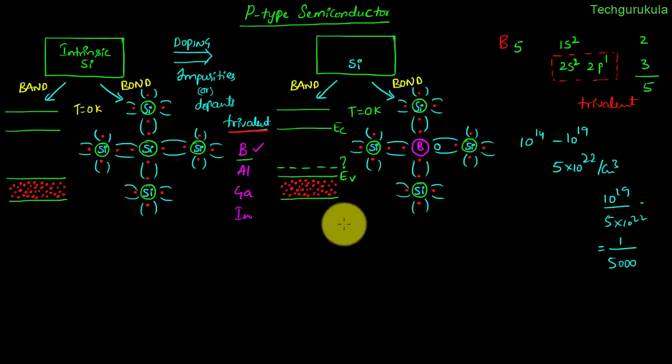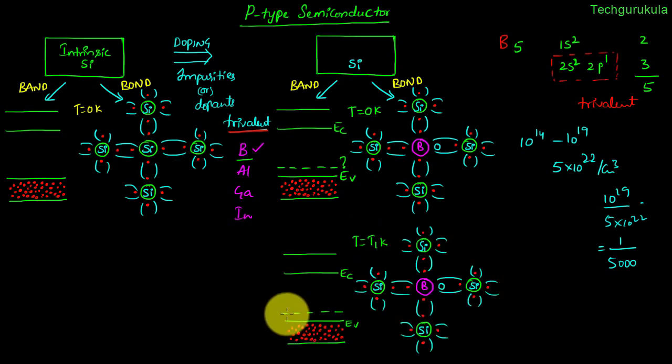And now let's say we increase the temperature to T equals T1 Kelvin, where T1 is greater than 0. As we are increasing the temperature, the electrons in the valence band can actually fill these states that are present because of the doping that we have done. And this energy difference is far less compared to the energy difference from EC to EV. So that's why these valence electrons will find it very easy to fill these states. So basically we'll have electrons filling here.